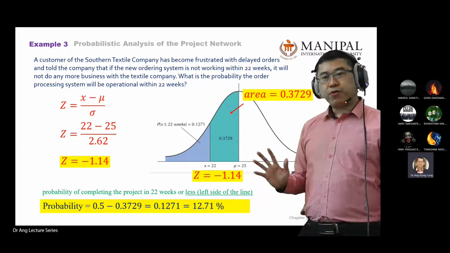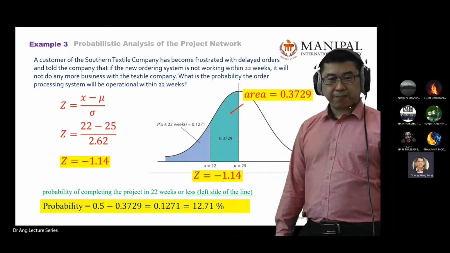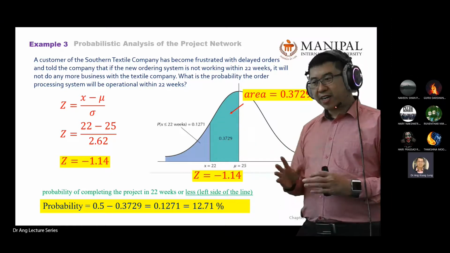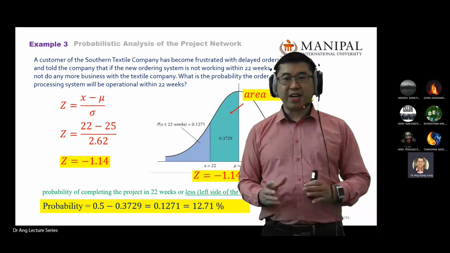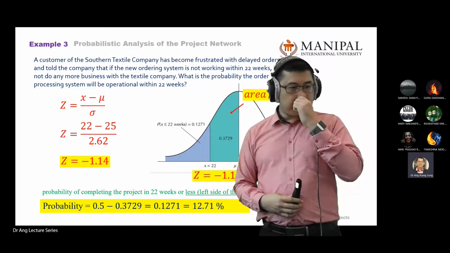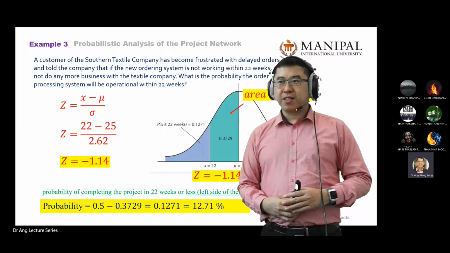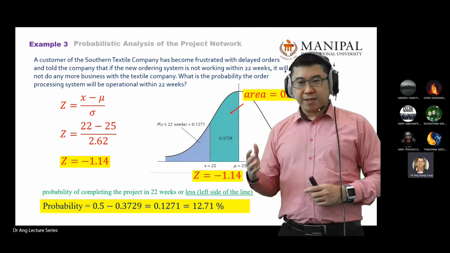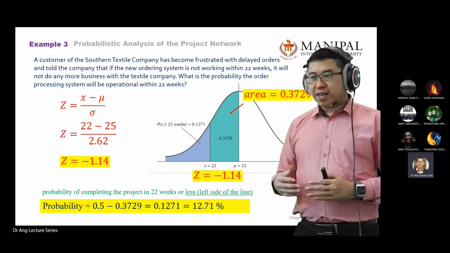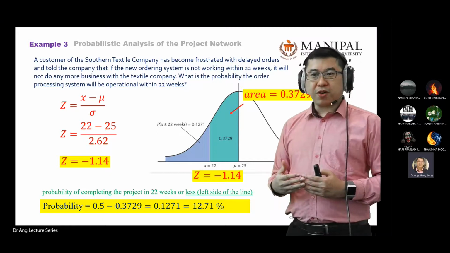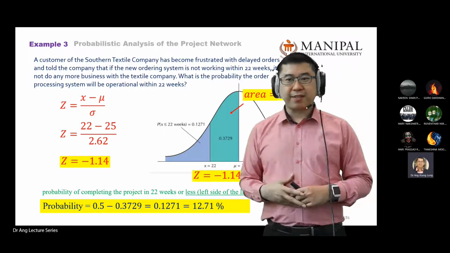So you reverse engineer this question. If the customer were very friendly, he asks you, can you give me 22 weeks, but you can deliver your goods minimum 22 weeks, or you can take more time, never mind.